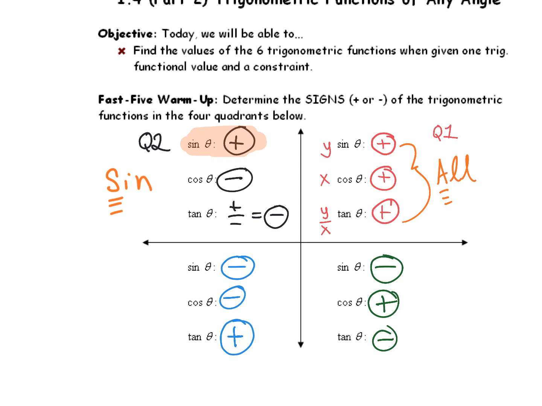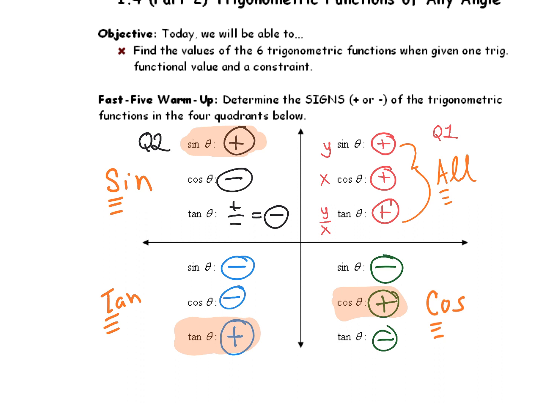In quadrant 3, notice that tangent is positive. And just a little side note there, cotangent would also be positive. So tangent's positive in quadrant 3. And then lastly, in quadrant 4, we see that cosine is positive. And just to go along with that, not only is cosine positive, but then secant would also be positive.